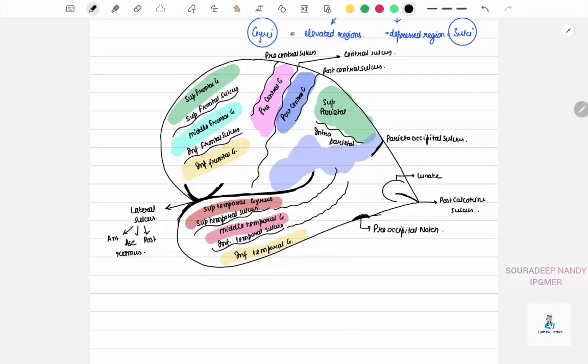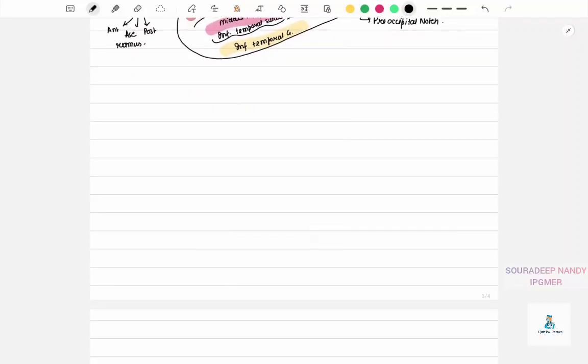Superior parietal lobule, inferior parietal lobule. Intervening this there is another gyrus called the angular gyrus. This is the angular gyrus which hooks around the posterior ramus. Now these are the important gyri of the superolateral surface. Now let us see the medial surface.